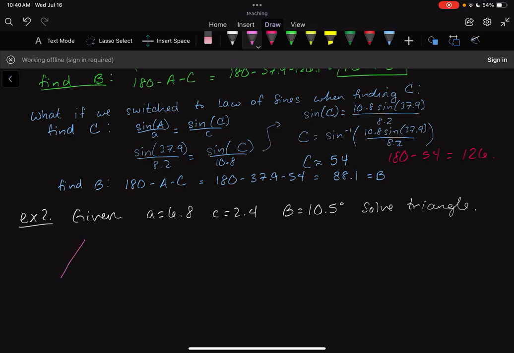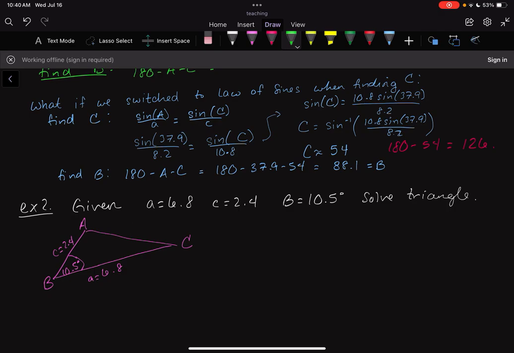I always just draw it out first. Put everything pretty much wherever you want. I don't know. Let's put C here. So C will be 2.4. Let's put A up here. So it'll be 6.8. And then we'll put B here. And they told us that was 10.5. So I'm seeing a side angle side case.